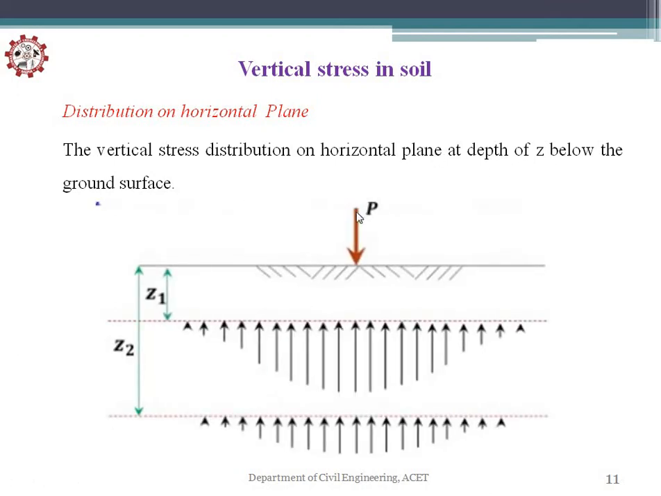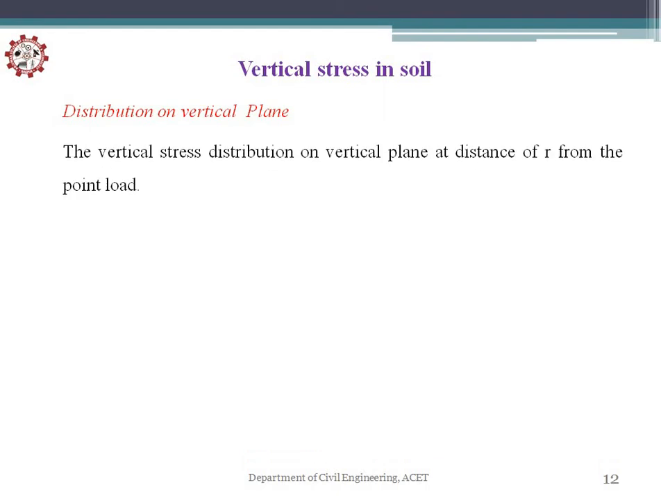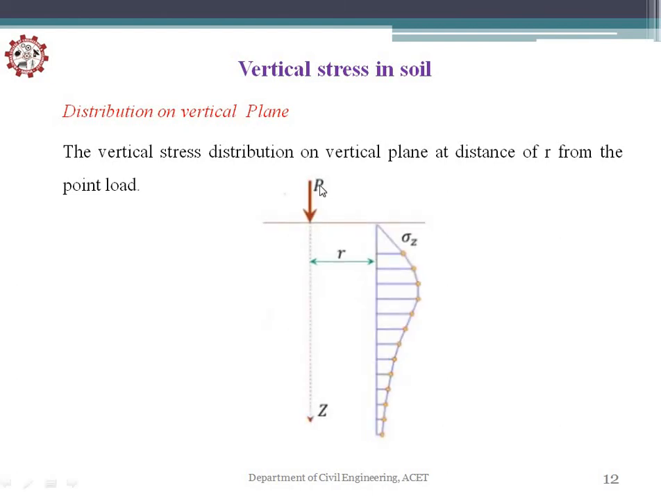So how are you going to calculate this? If you are having the load P on the ground surface, this is your first stress developed and this is your second stress developed. So these are the stresses developed with respect to point P when your surface is horizontal at a depth Z. Then again, vertical stress distribution on vertical plane, at distance r from point load. This is your second condition. So this is your point P, this is the stress developed on the vertical side Z, and this is your radial distance r.